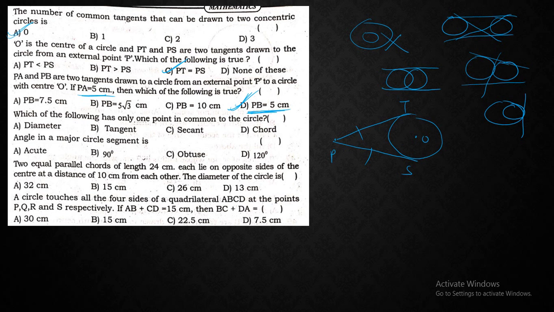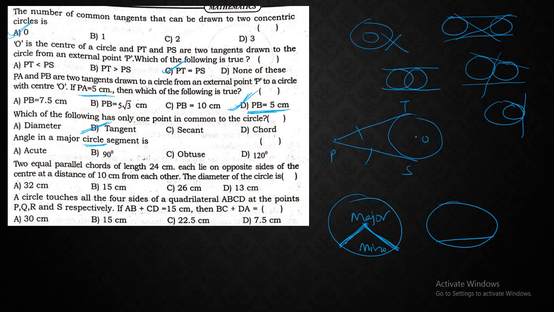Right. Next, which of the following has only one point in common with the circle? What is that? Tangent. Angle in a major circle segment. Major circle segment means major segment. So what is meant by major segment? A major segment is formed when you consider two radii. So this is the minor segment and this is the major segment. Do remember and understand the difference.